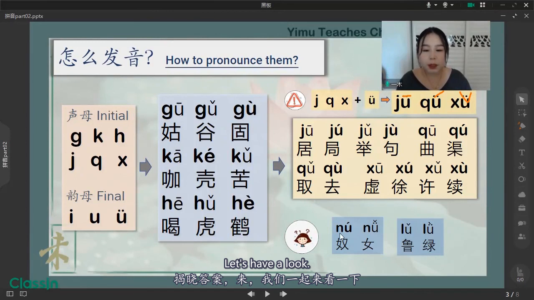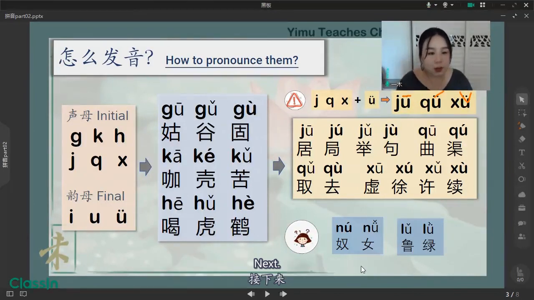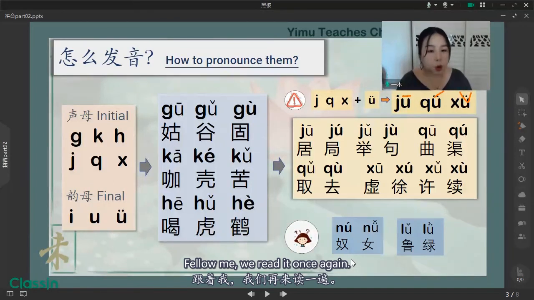Let's have a look. N, u, nu, nu, n, yu, nü, nü, l, u, lu, lu, l, yu, lü, lü. So here are completely different pronunciations. Next, follow me. We read it once again. 奴, 女, 鲁, 律.